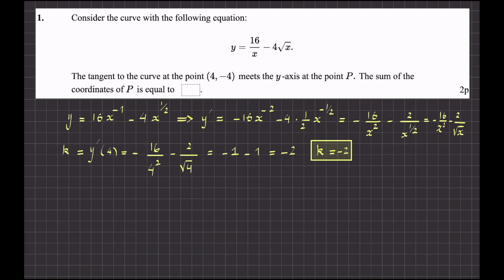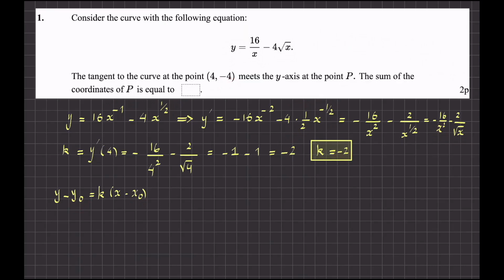We know it. We also know the point of tangency. So I will use this formula. We can solve it in two different ways, but I would prefer to solve it from this formula: y minus y naught equals k times (x minus x naught). Here in this formula, x naught and y naught are coordinates of any point on the line. Of course, in this case, we do not have access to other points except the point of tangency. So I will use 4 as x naught, and -4 as y naught. And this one, -2, is my k value.